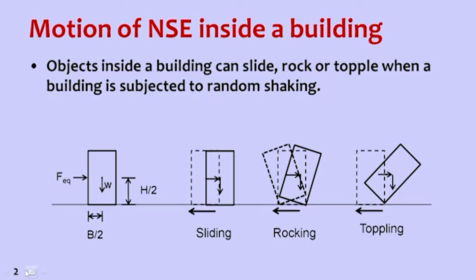Namaste. In today's tutorial we are going to discuss how to calculate the safety of a non-structural element. The three modes which can cause failure of a non-structural element are, first, sliding, another one is rocking, and third one is toppling. Now how exactly does it happen?